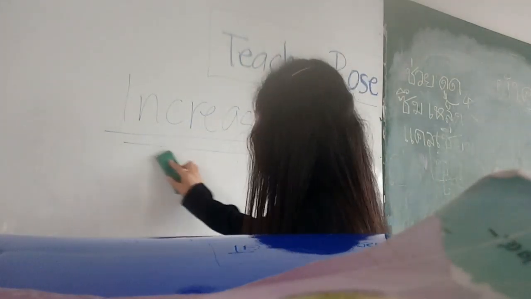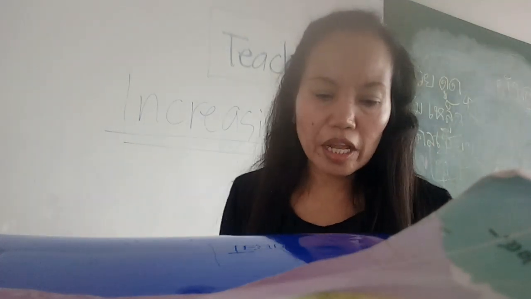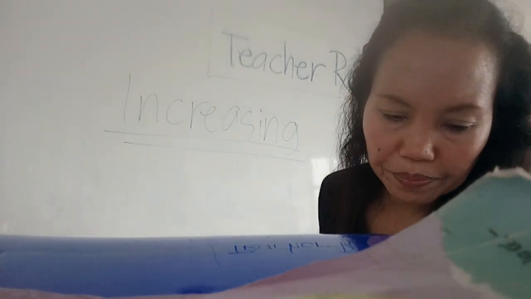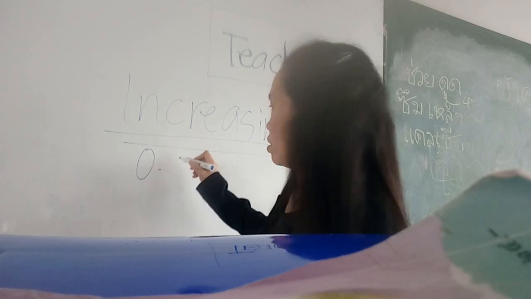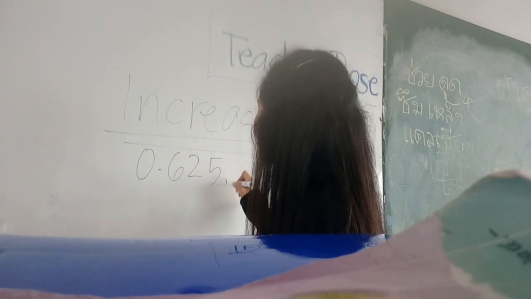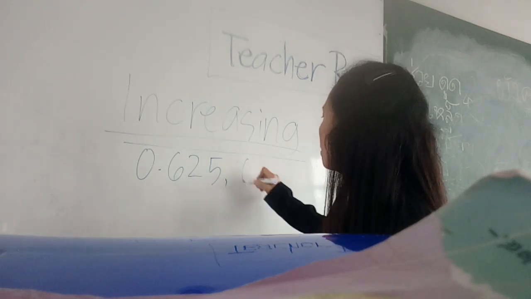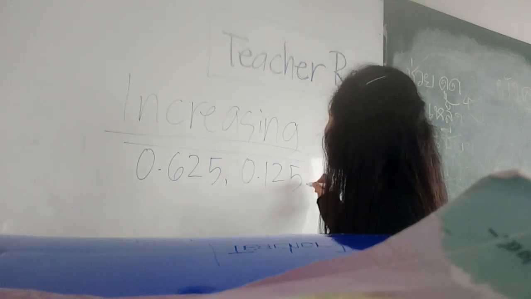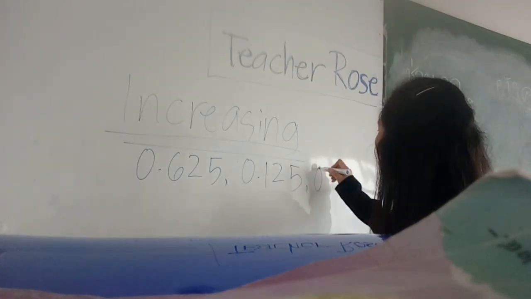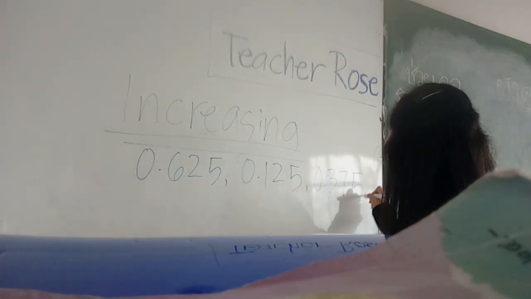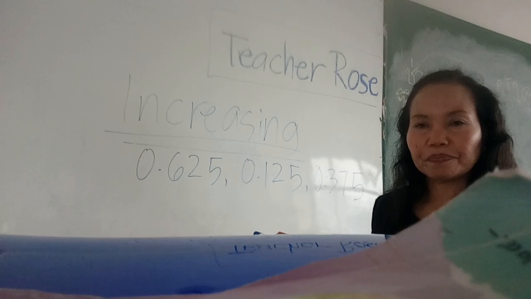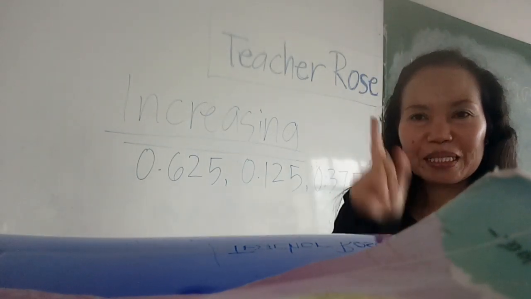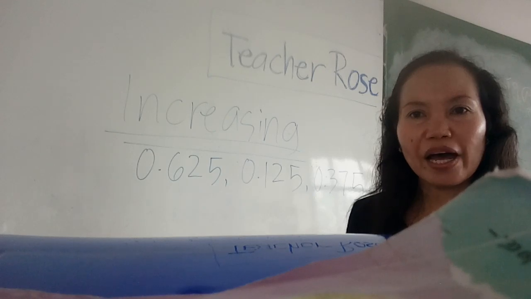This time, I'm going to challenge your brain. Okay, so for example, 0.625 and then 0.125 and then 0.375. Let's arrange them into increasing order. So what is the first decimal number that we are going to write?